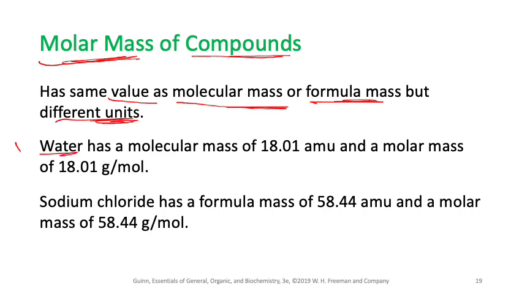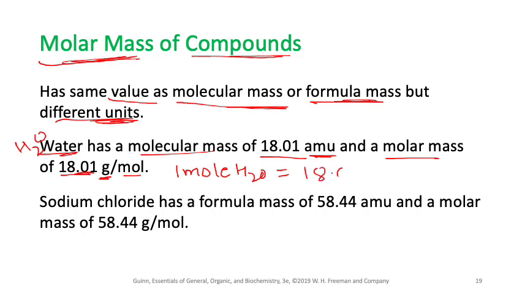Water, H2O. We already calculated the molecular mass of H2O, which is 18.01 atomic mass units, because we combined the hydrogen and oxygen atoms together. Then the molar mass will be the same, 18.01, but the unit will be grams per mole. So that means if I have 1 mole of water, I have 18.01 grams of water.